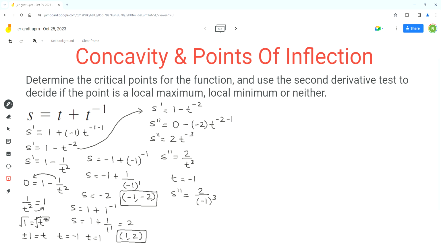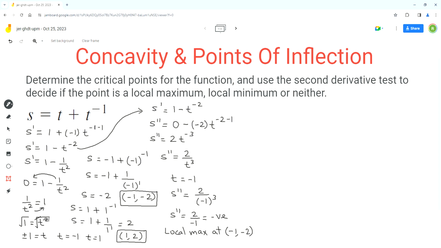Now in the denominator, negative 1 cubed is equal to negative 1. Therefore, we'll get a negative value for the second derivative. So that means there is a local maximum at critical point negative 1, negative 2, because we used the t value negative 1 for this test.